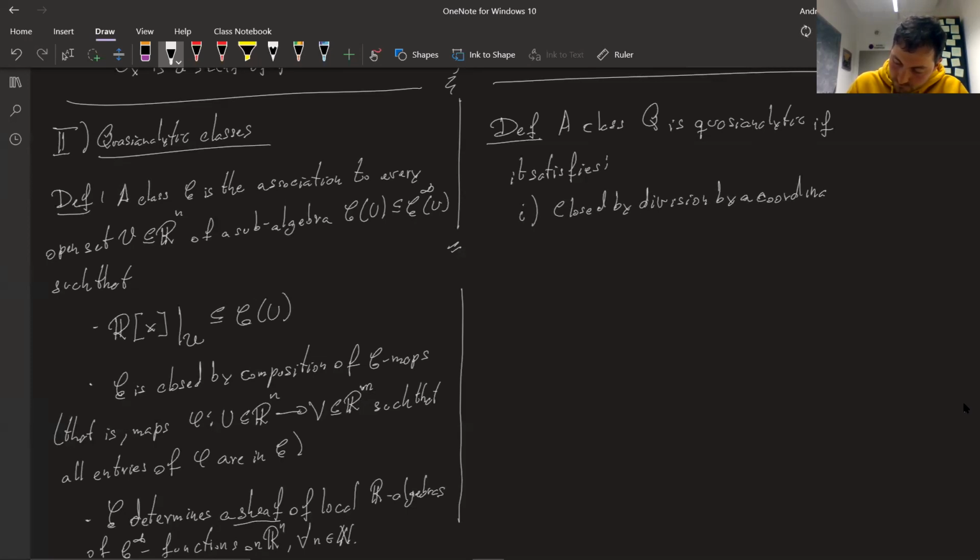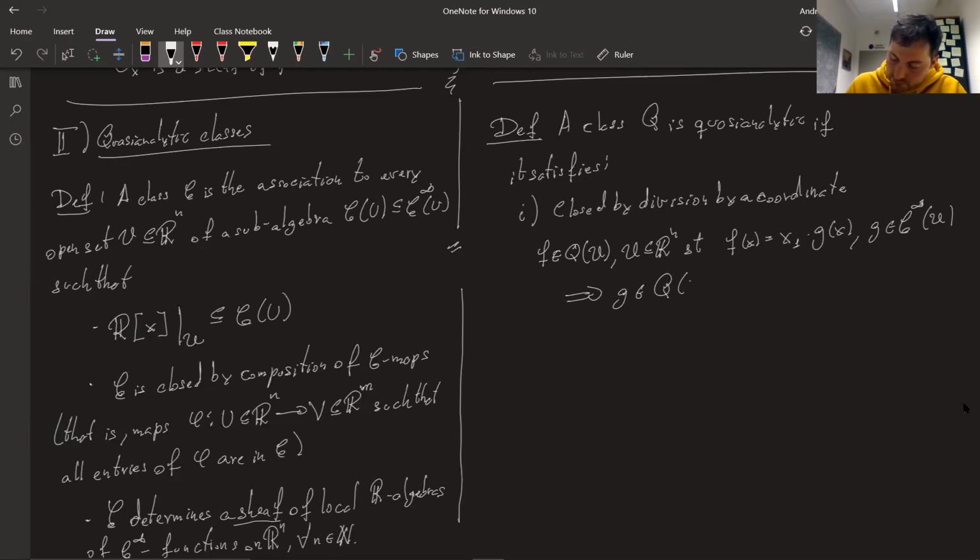That is, if we take a function f, which belongs to Q of U, containing R^n, such that f of x is equal to x1 times g of x, with g a smooth (C-infinity) function in U, then g is actually in the class Q of U. In the same way, if it is divisible by a monomial, by a coordinate, then the divided function is also in the class.